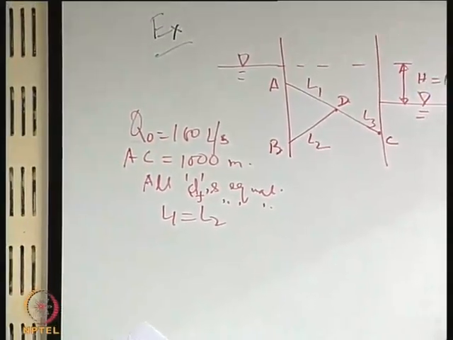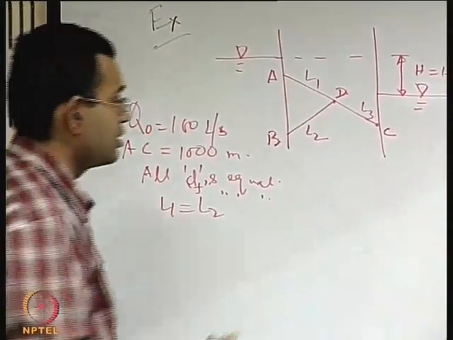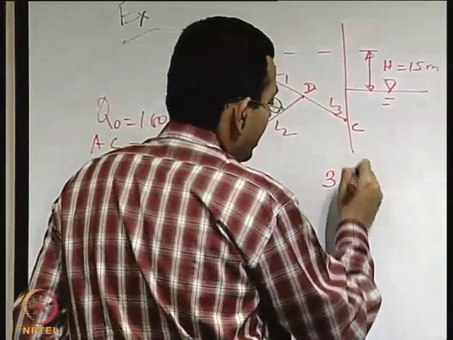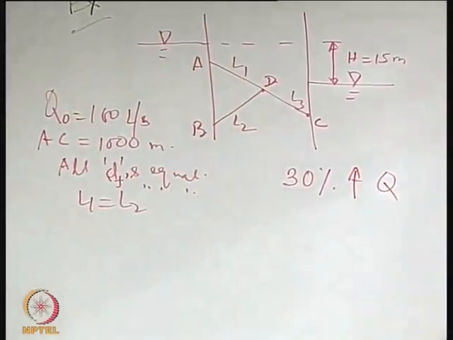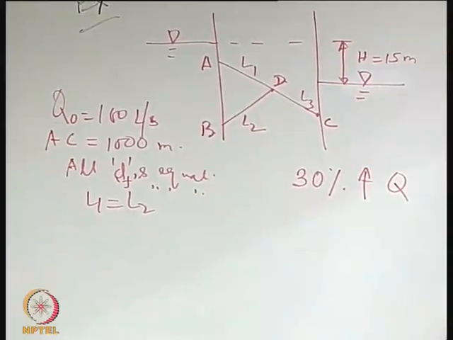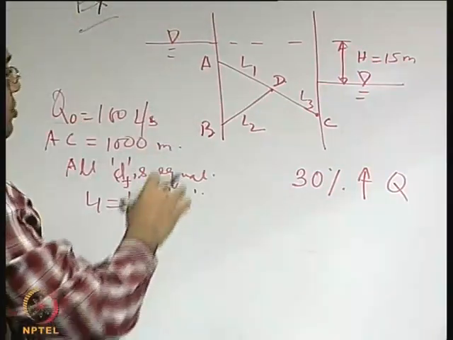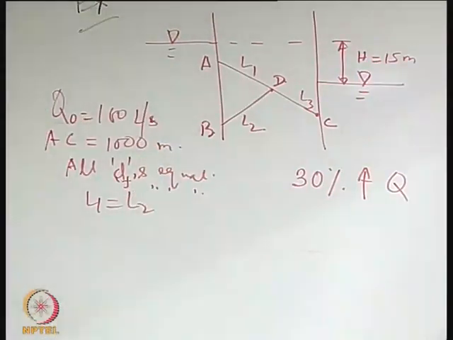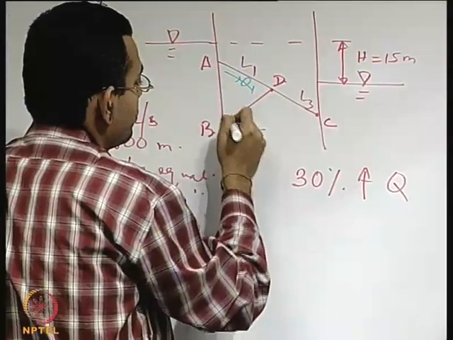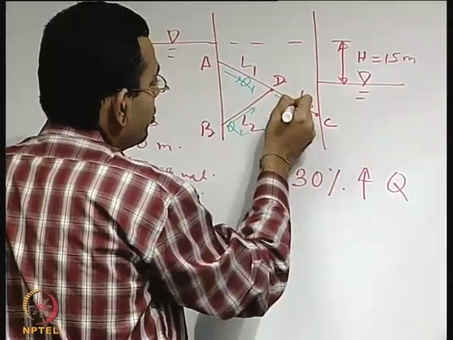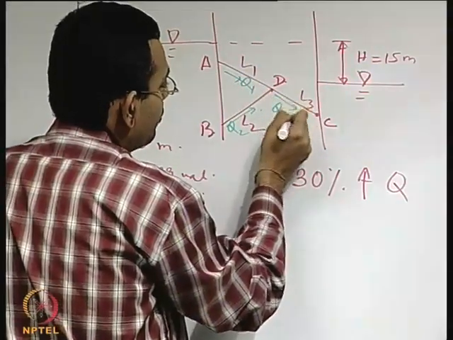It is given that there is a 30% enhancement in the flow rate because of this. So you have to find out basically L1 and L2, that is the question. Let us say that there is a flow rate Q1 through L1 and Q2 through L2, and the total Q is the sum of Q1 and Q2.